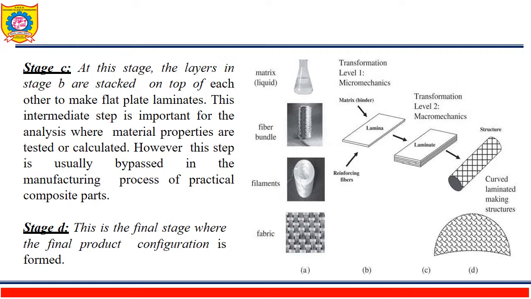Stage C. At this stage, the layers from stage B are stacked on top of each other to make flat plate laminates. The figure shows this process: the matrix is bonded with reinforcing fibers and they form the transformation level 2, that is the laminate. This intermediate step is important for analysis, where the material properties are tested or calculated. However, this step is usually bypassed in the manufacturing process of practical composite parts.